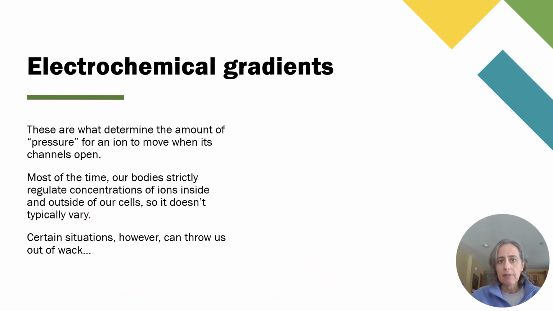The final thing that's going to influence the speed of an action potential, and this is the whole action potential itself as well as the speed at which it moves down the axon, is what the electrical chemical gradients are. So most of the time our bodies really, really strictly regulate this, right? So homeostasis, a big part of homeostasis is maintaining your sodium and potassium concentrations exactly where they're supposed to be. It's super important. So most of the time those concentrations are what they're supposed to be. But there are certain situations that can throw us out of whack, and so I'm just going to give you a couple of examples.